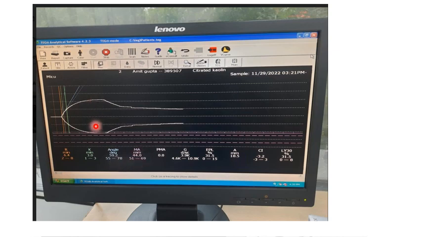And the maximum amplitude is 44, which is decreased. What does that mean? Maximum amplitude means platelets, so we need to give platelets. And what about the lysis? After 30 minutes, it has increased, so we also need to give tranexamic acid or aminocaproic acid. So for this patient, we will require platelet transfusion, and tranexamic acid should be given as well.